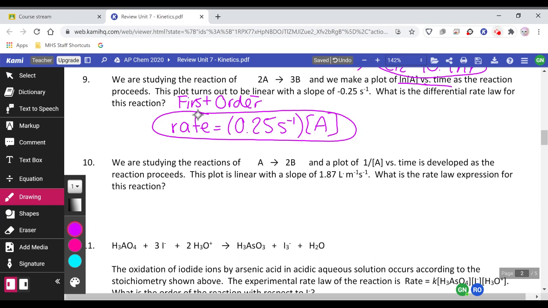Okay, on number 10, we're studying the reaction of 2A yields B, and a plot of 1 over concentration of A versus time is developed as the reaction proceeds. This plot shows linear with a slope of 1.87 liters per mole second. What is the rate law expression for this reaction? Okay, so since we had 1 over concentration of A versus time show us a linear graph, what order would this be? Second.